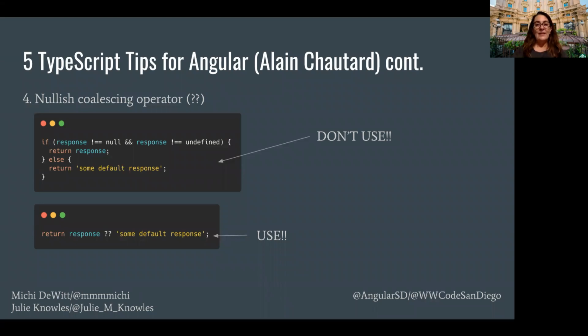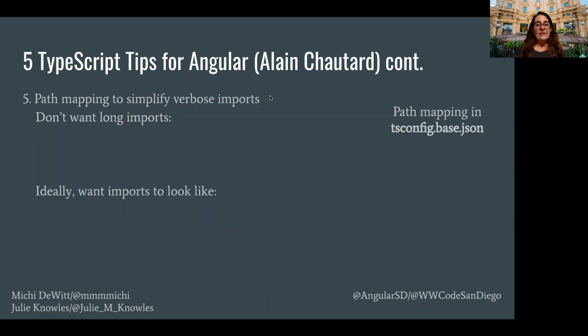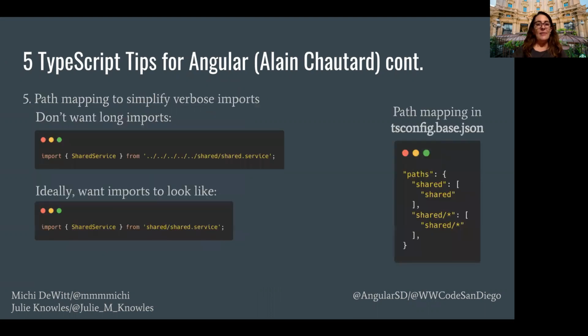So that's a good one that I think most people know. And then the last one was path mapping to simplify verbose imports. Instead of having an import that has all of this, you'd rather have something that looks like the shared service instead of all these paths, trying to locate where your shared service is.